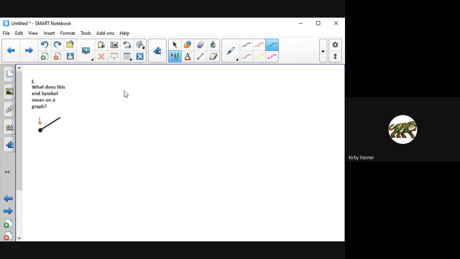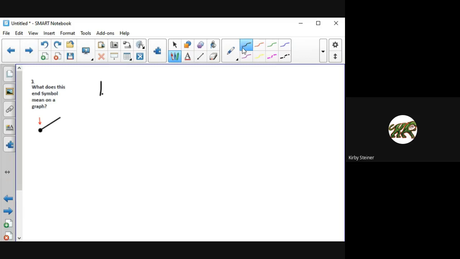And so if we see an endpoint like this that's filled in, all right? So if the input is filled in, then we're going to know that that point is included in the graph. All right, so what does this symbol mean on the graph? It's going to mean three things.